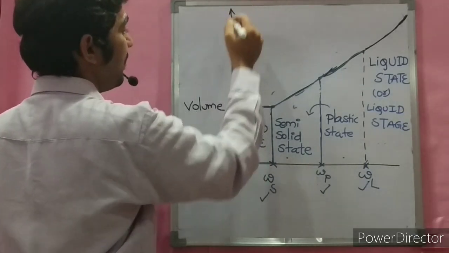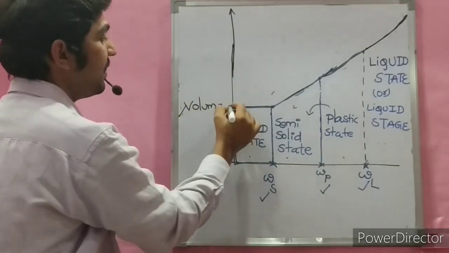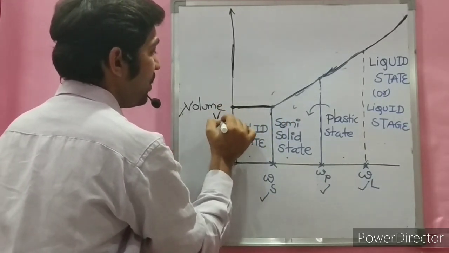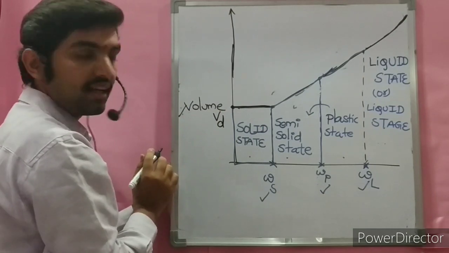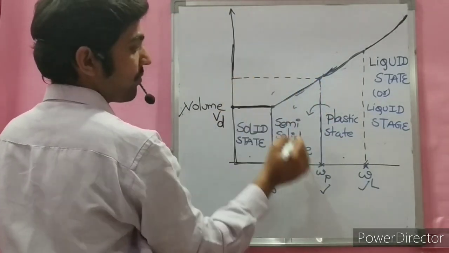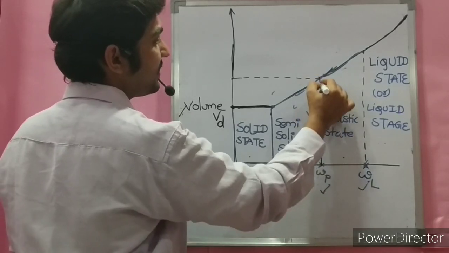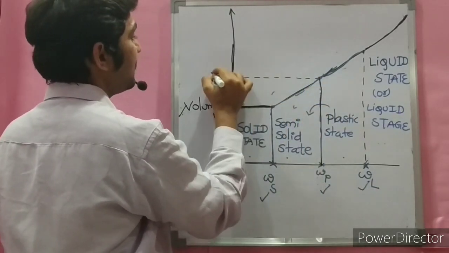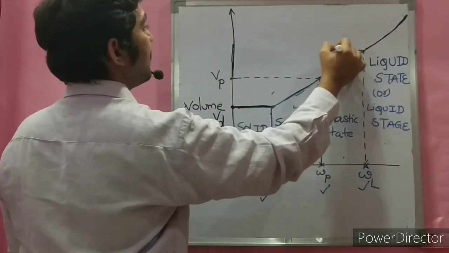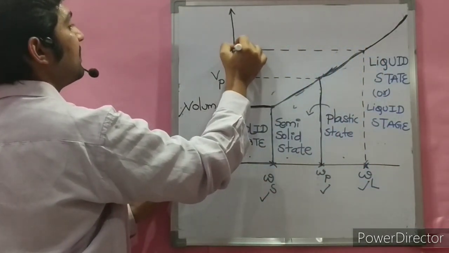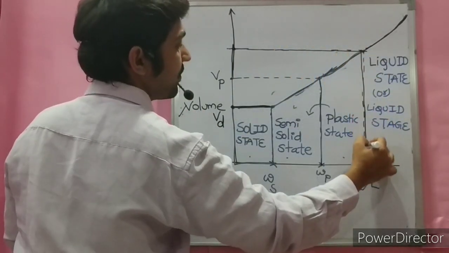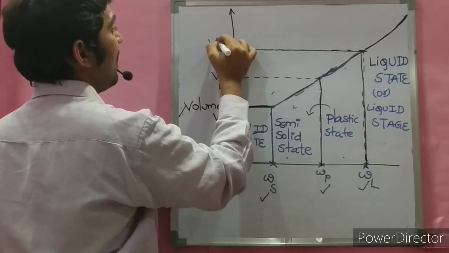Okay, this is the percentage change in the volume. This state is called dry state. So the volume corresponding to the dry state is dry volume. Volume corresponding to plastic limit is V suffix P. This volume is VL.